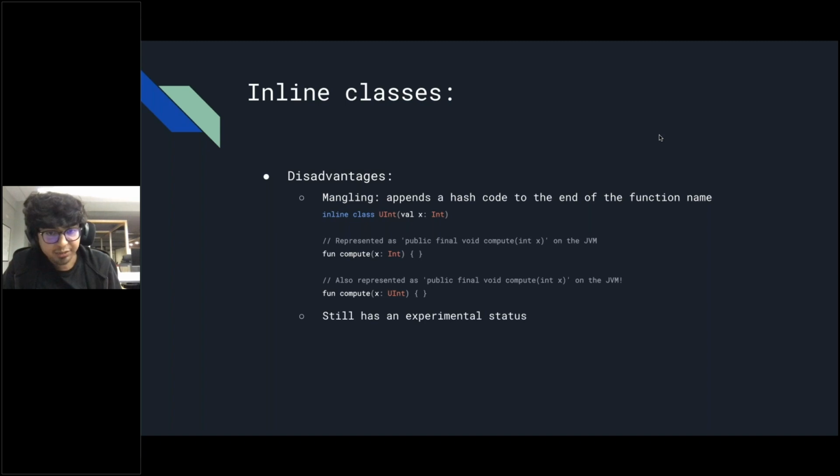It still has an experimental status as I checked on 1.3.6. I have not checked recently, but I believe it still has an experimental status in Kotlin. It sounds very similar to type alias, but it is not. Type alias does not define a new type. It just gives an alias for the original type, whereas the inline class defines a new type.